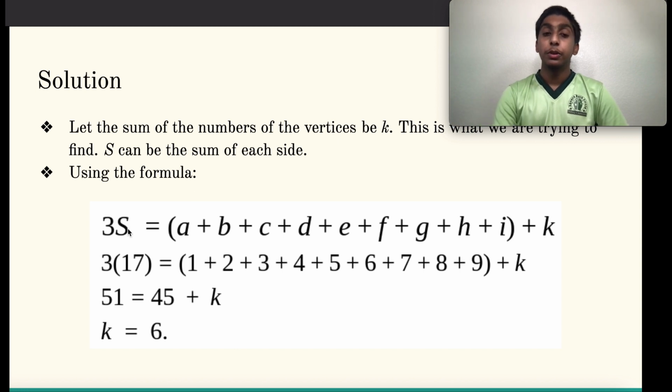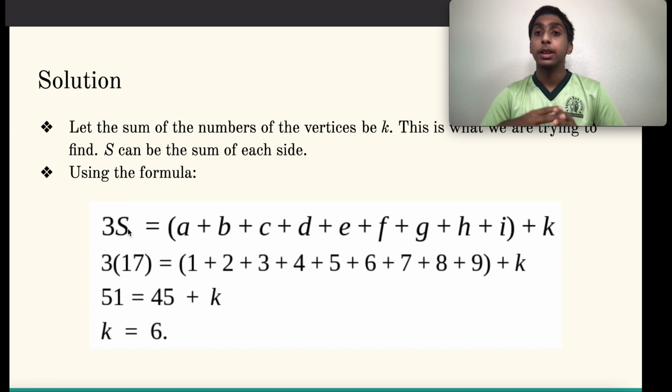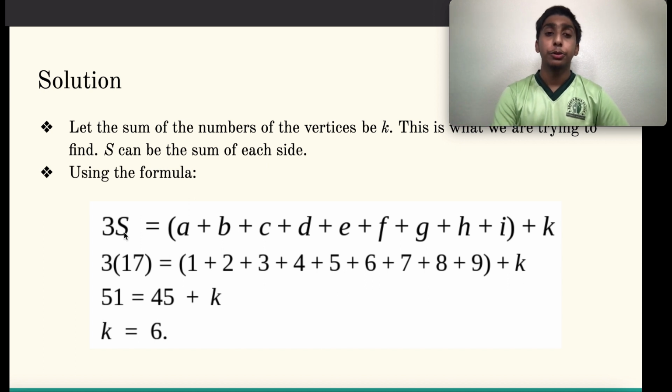So our magic sum we figured out was 17 because that was given to us in the problem. You always want to underline information that helps you, or maybe circle it, because this information can come in handy, like the magic sum right here. So 3 times 17, because 17 is our S, is equal to 1 plus 2 plus 3 plus 4 plus 5 plus 6 plus 7 plus 8 plus 9 plus k.